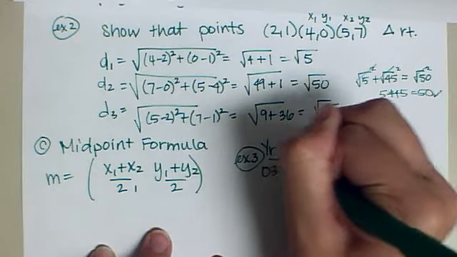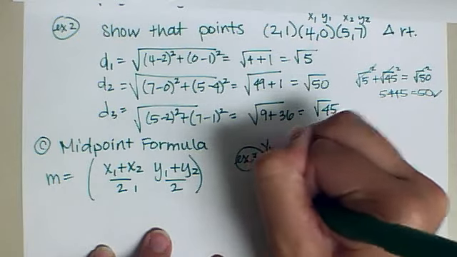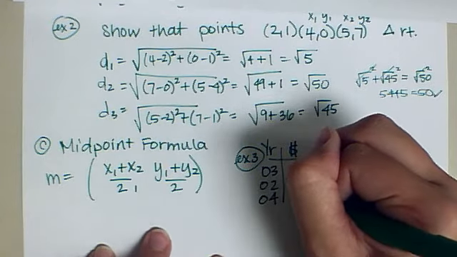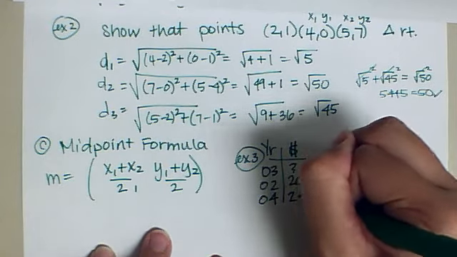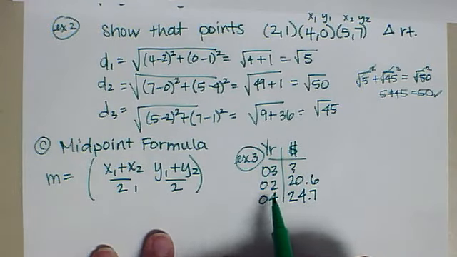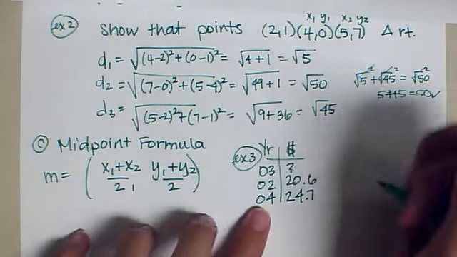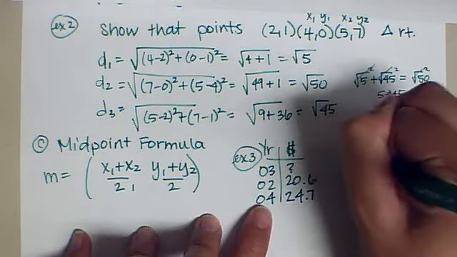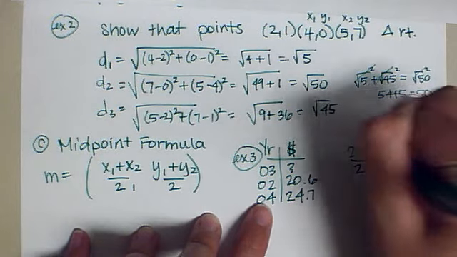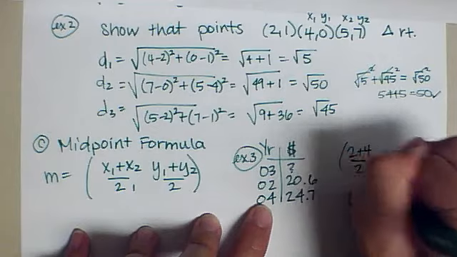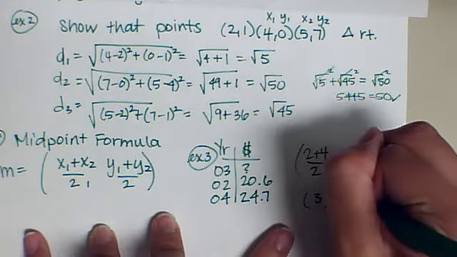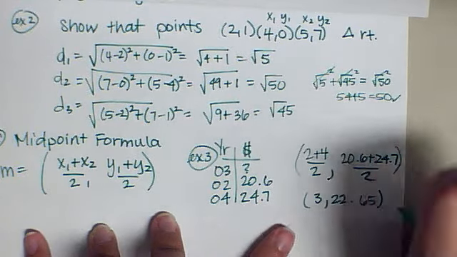In 03, that's what we're looking for. They gave us 02 and 04. 02 was 20.6 billion, and 2004 was 24.7 billion. So now we're looking for this one. We know that 03 is between 02 and 04, so we're going to use those values. (2 plus 4) divided by 2, comma, (20.6 plus 24.7) divided by 2. This will give me 3. On this one, I want to be sure that I add my top first and then divide by 2. That's going to give me 22.65.